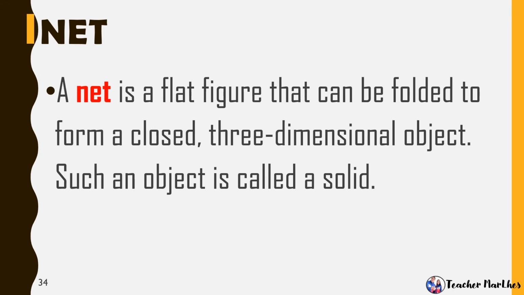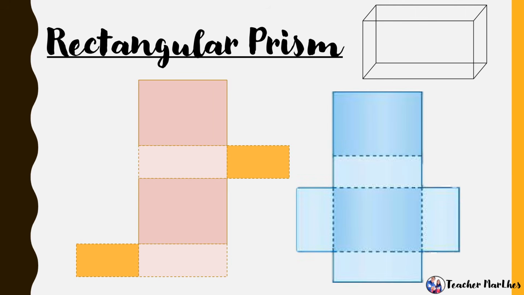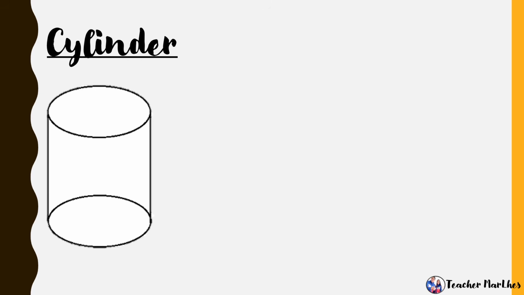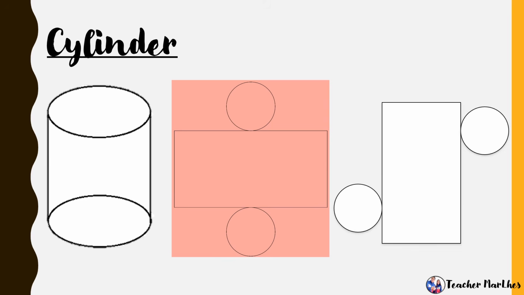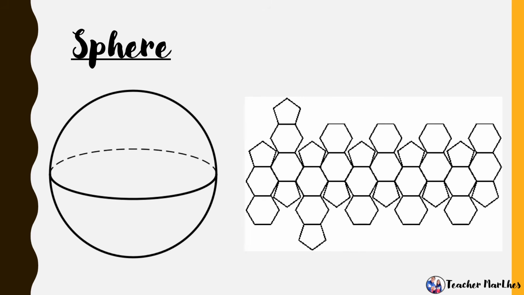A net is a flat figure that can be folded to form a closed, three-dimensional object. Such an object is called a solid. For rectangular prism, the possible nets are the following. For cylinder, these are the possible nets. For cone, and for sphere. Just like a soccer ball.